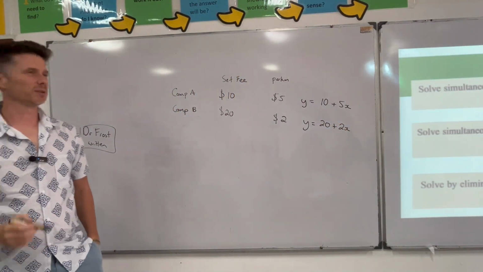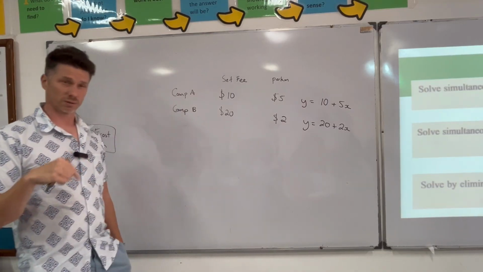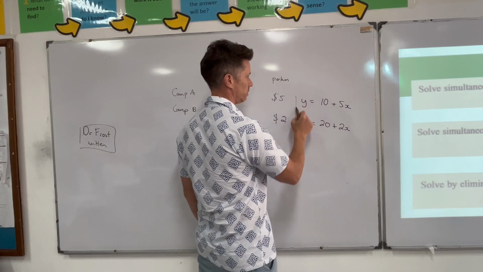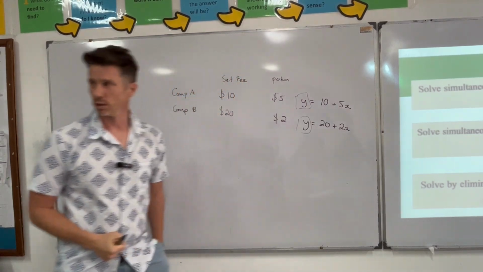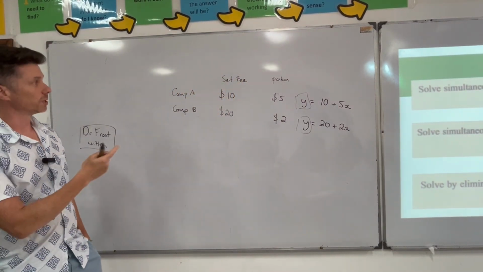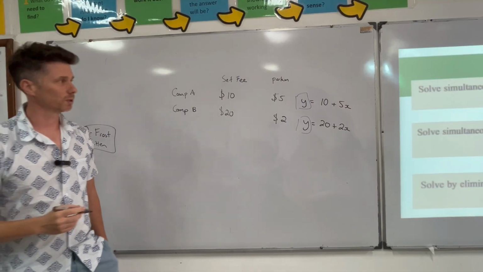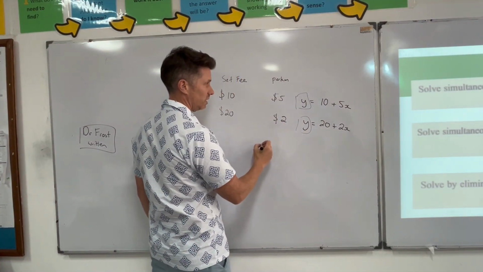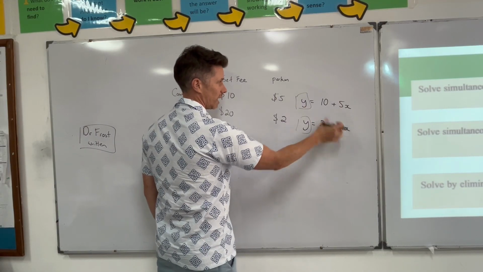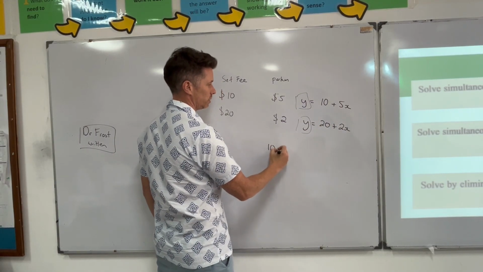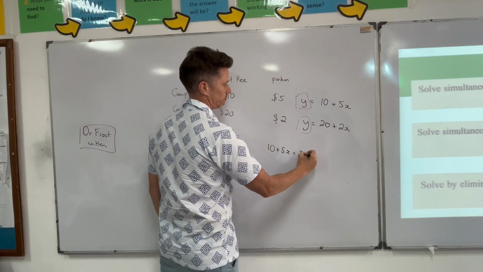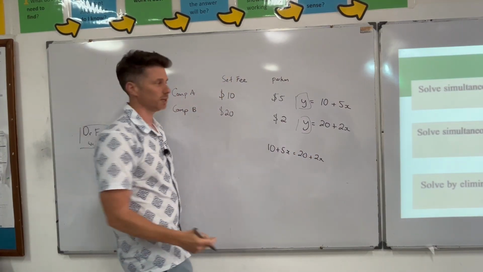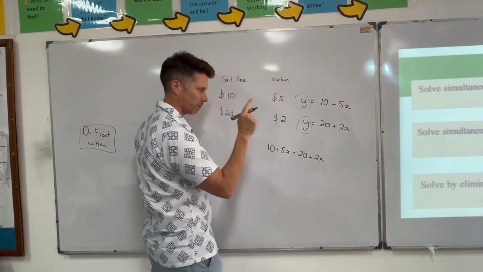Now, if I find out the place where they are equal to each other, where y is equal to y, the costs are equal, I can find out where company B becomes more economical. So I can replace this y with that, or just set these two equations equal to each other, and I can solve for x. When the costs are the same, I'll know where they're perfectly the same.